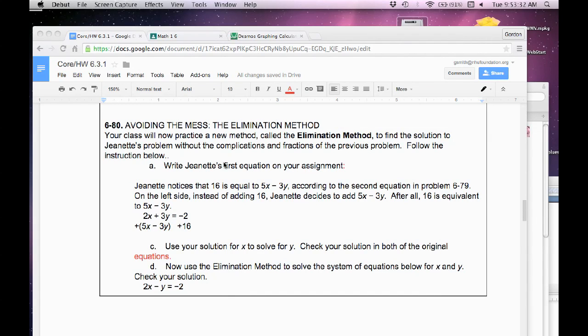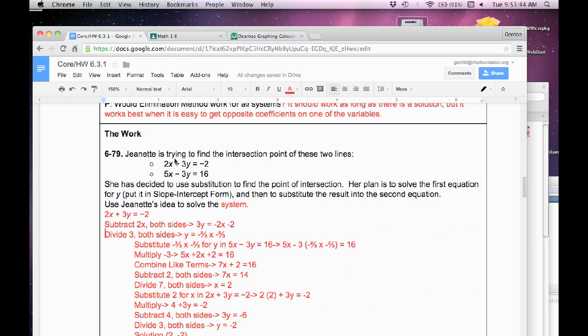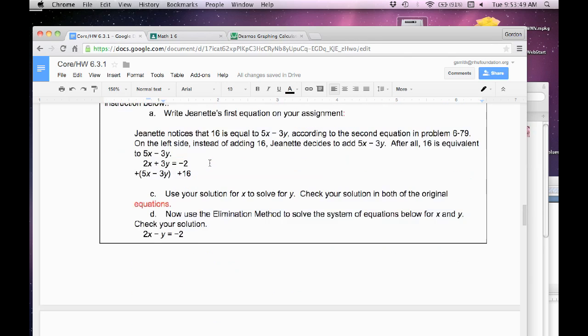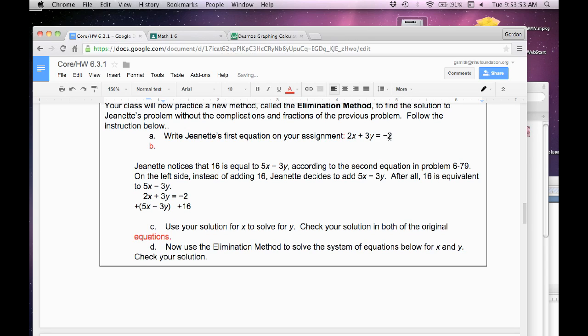Okay, now we'll do 680, which is just using the elimination method instead of the substitution method to solve Jeanette's problem. It says write the first equation on your assignment. So the first equation, Jeanette's first equation, would be this one right here. So I'll just copy it. We don't need to be there, and I'm going to make that red.